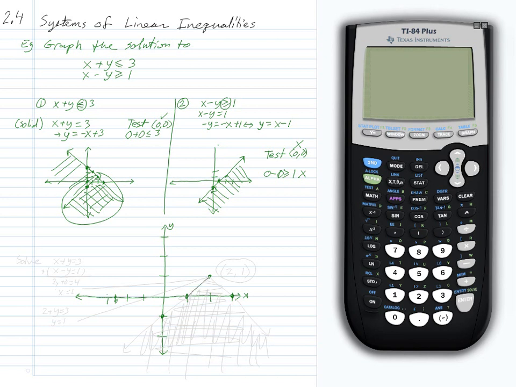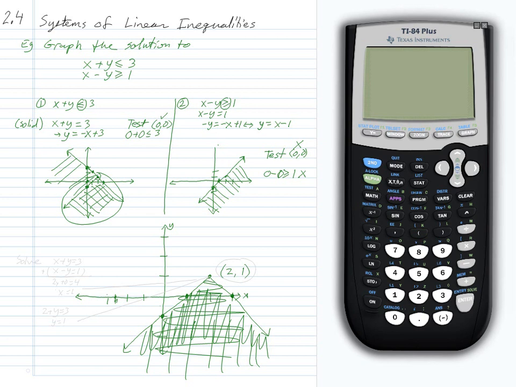Okay, so if we connect both of these up with straight lines and shade below, now in addition to the area that we've shaded, the line segments are also part of the solution, as well as this vertex point, this corner point here at 2, 1. So that is all that we need to do in this section.